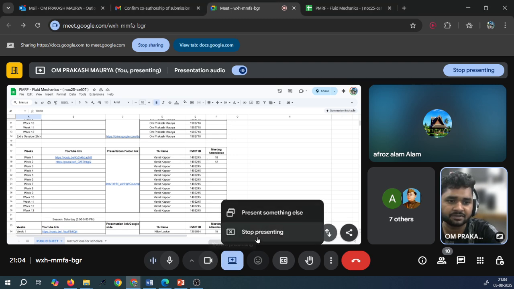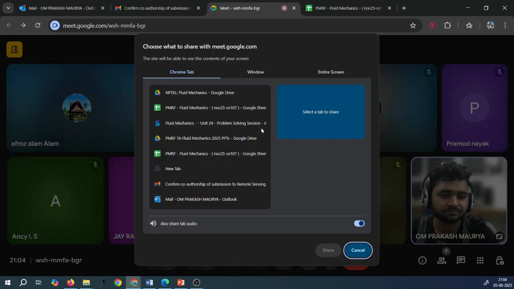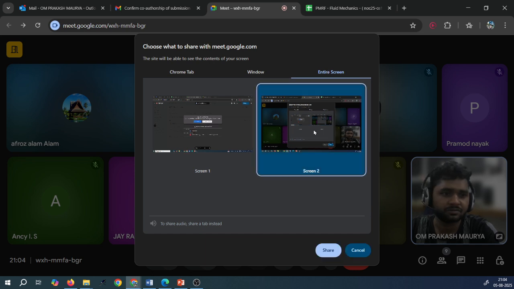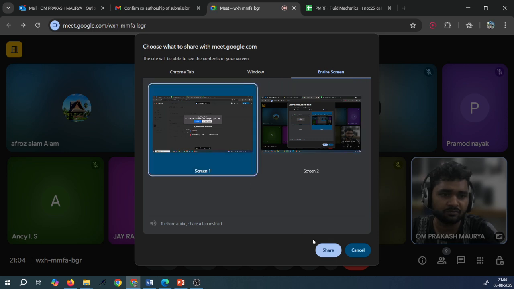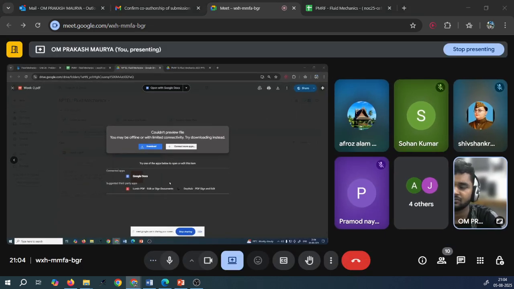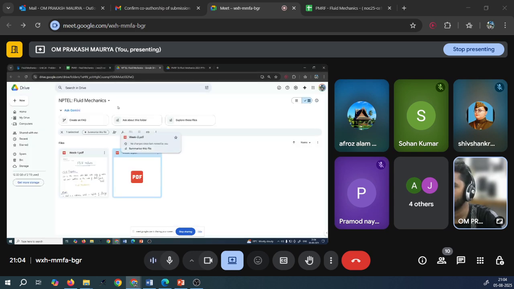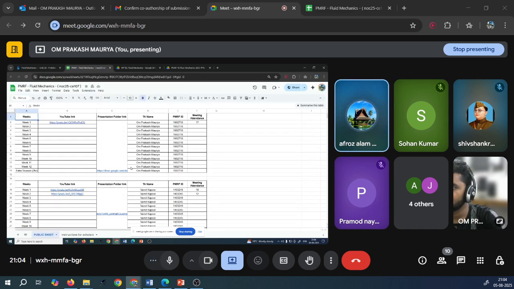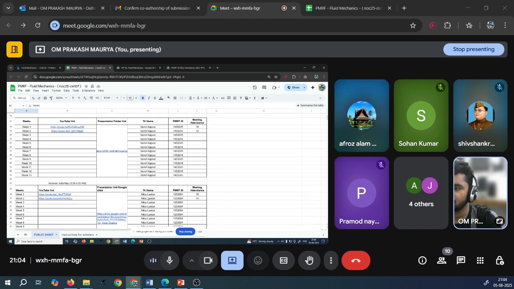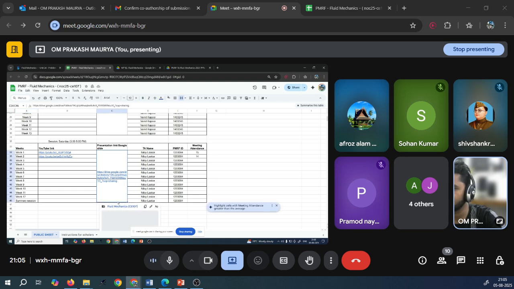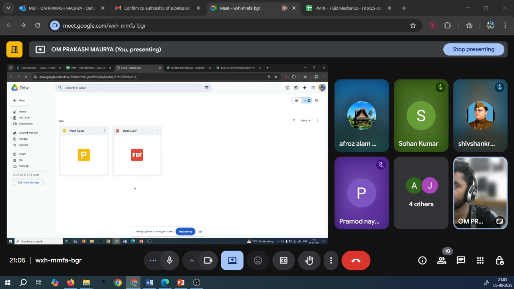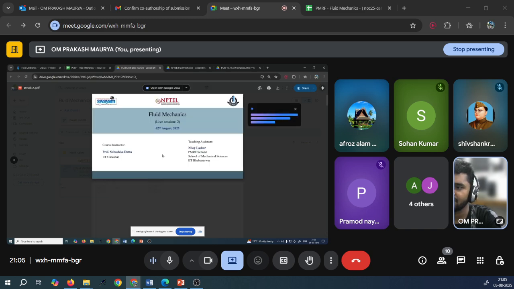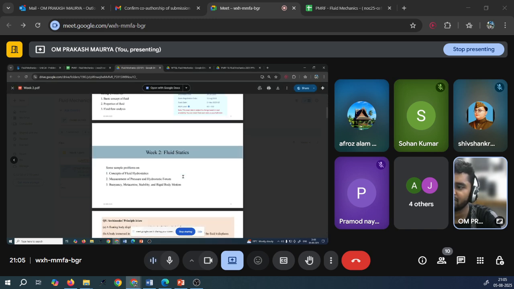Let me share the entire screen, then you can see. Screen 2, not screen 1. Just go back. This Excel is open for Om Prakash Maurya. This is another student. Let me open for another one. You will get these things. Just double click on that and you will get everything. From here you can download and read.